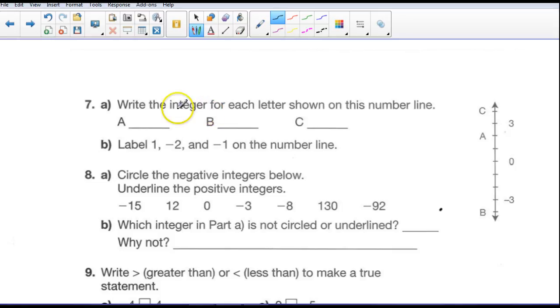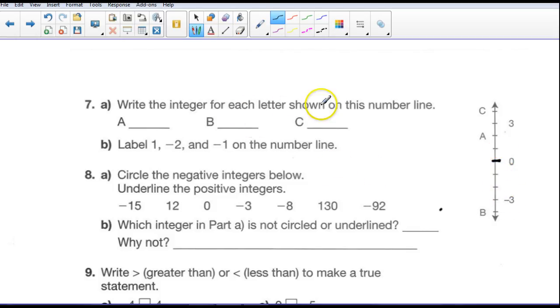All right, so write the integer for each letter shown on the number line. Okay, so we have to know what an integer is. You remember from junior high that an integer is all the numbers positive and negative, including 0. No fractions, no decimals. They're whole numbers, entire numbers, but they include negative numbers. Okay, so let's look at the number line here. You can see we have a number line. There's 0 right there, and above this line it goes up by 1s, 1, 2, 3, and below the line it goes down by 1, negative 1, negative 2, negative 3.